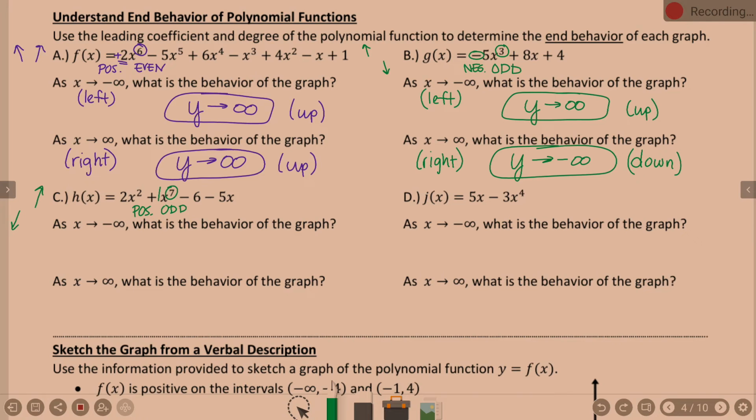Okay, so as x approaches negative infinity, what do you know? What does y approach? Negative. So as my graph goes left, it's going down. So y approaches negative infinity.